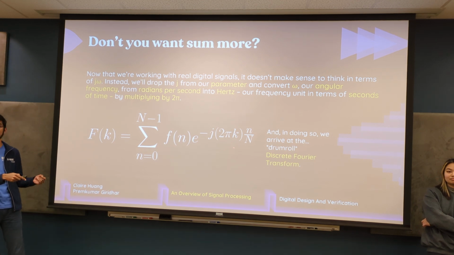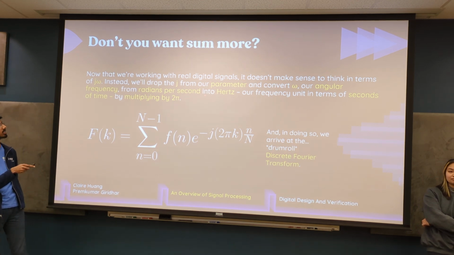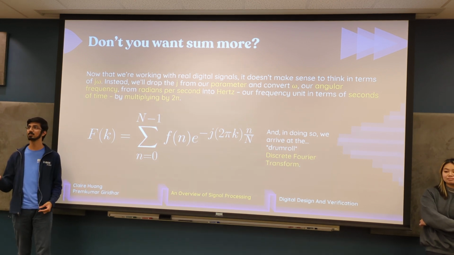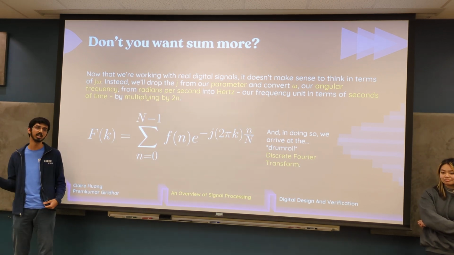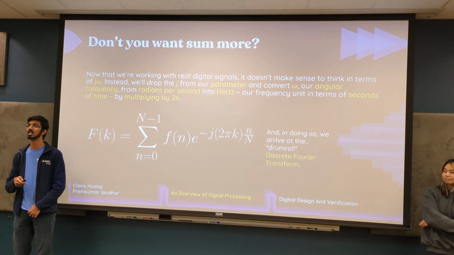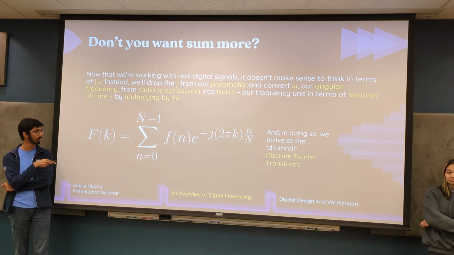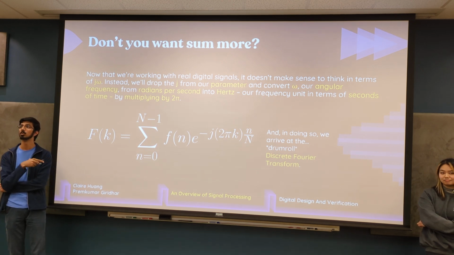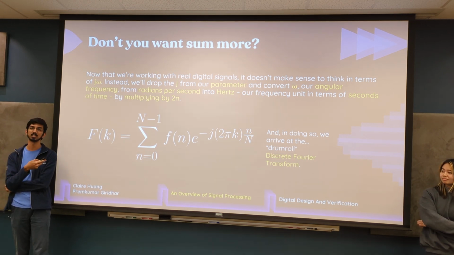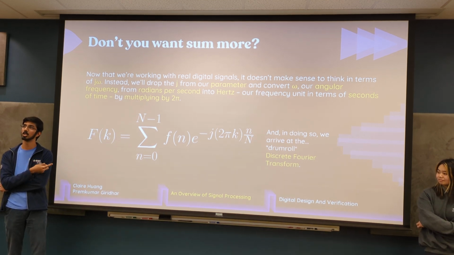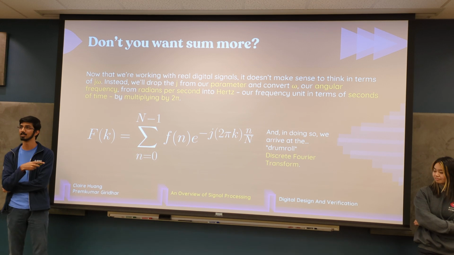So now we're going to go back to the equation. We have one more change we need to make. Since we're working with real digital signals, it doesn't make sense to think in terms of the j omega, which was something we used for the really hand-wavy mathematical stuff. So what we're going to do is take the j out of our parameter to this Fourier transform here, and we're just going to replace j omega with k, which is going to be an input frequency in hertz. Because in the real world, we represent frequencies in terms of hertz rather than radians per second.